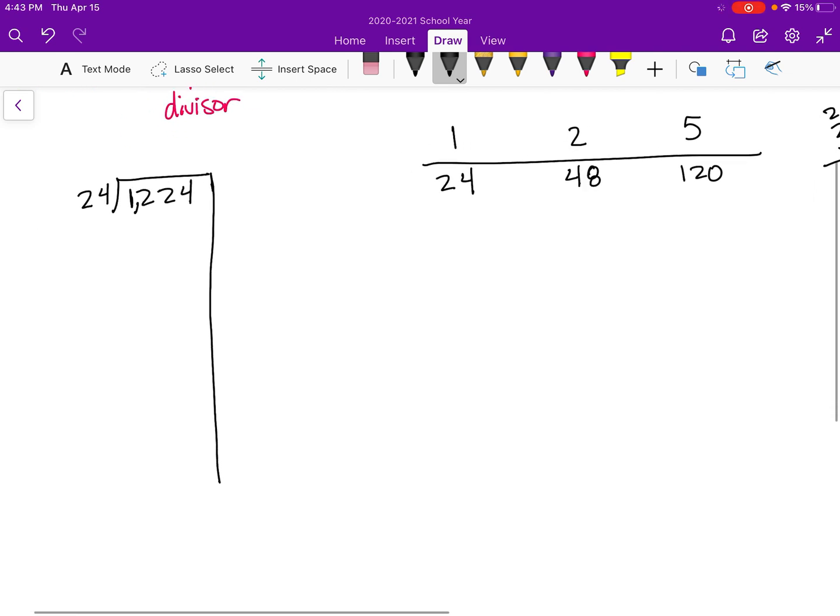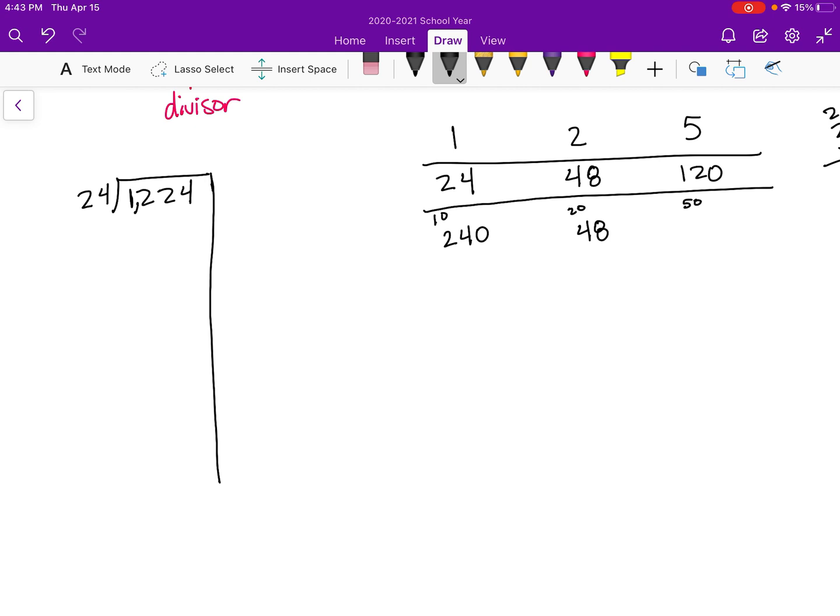All right, for my 120, I've still got quite a ways to go before I get to the thousands. So I'm going to add a 0 to each of the numbers I multiplied by. So 10 times 24 is 240. 20 times 24 is 480. And 50 times 24 is 1,200. All right, I am pretty close to that 1,224.